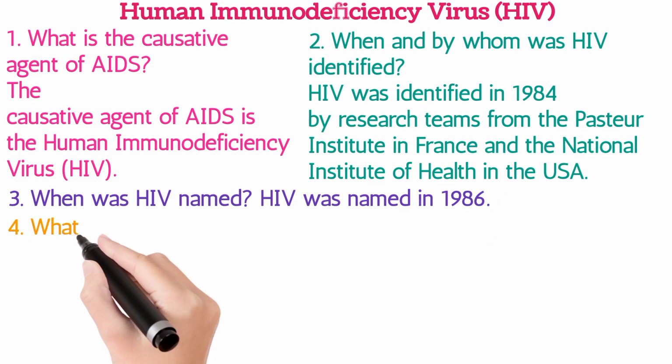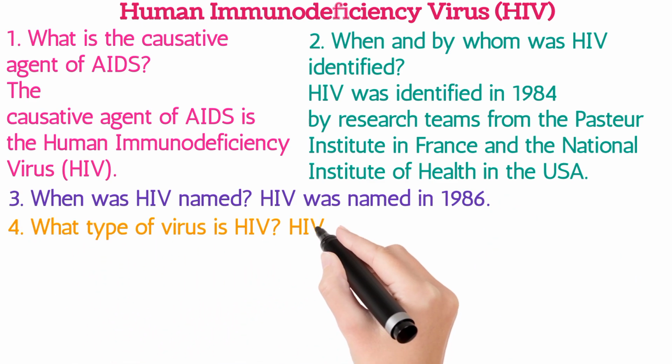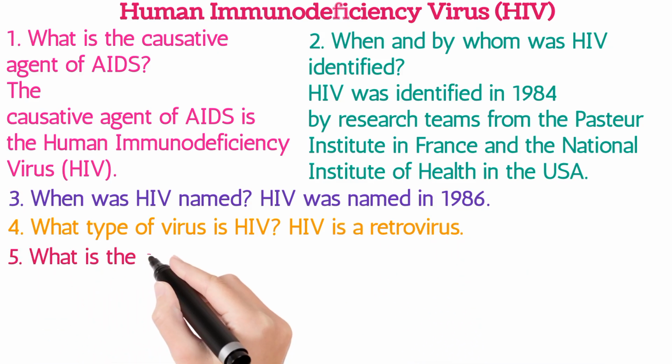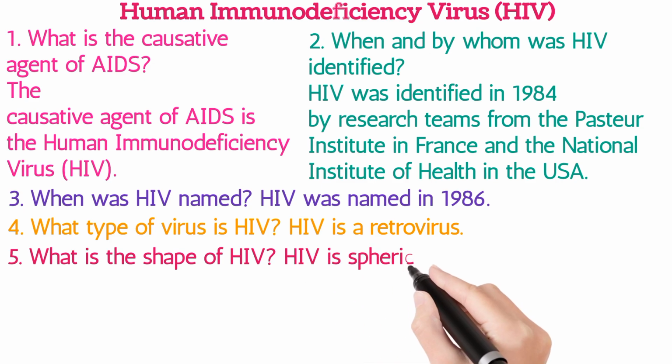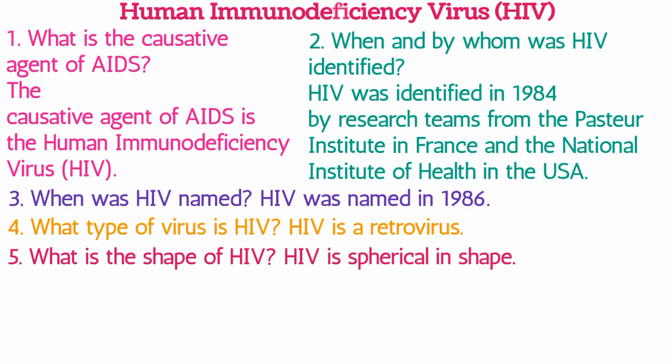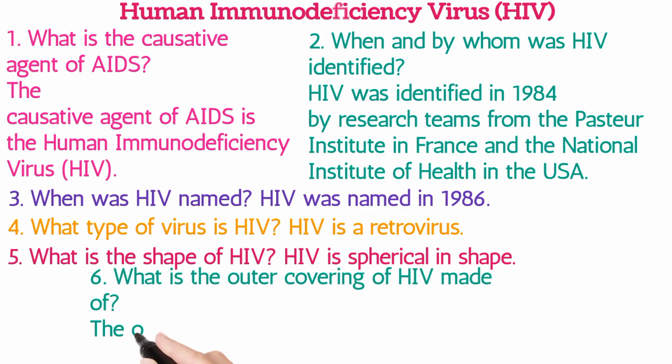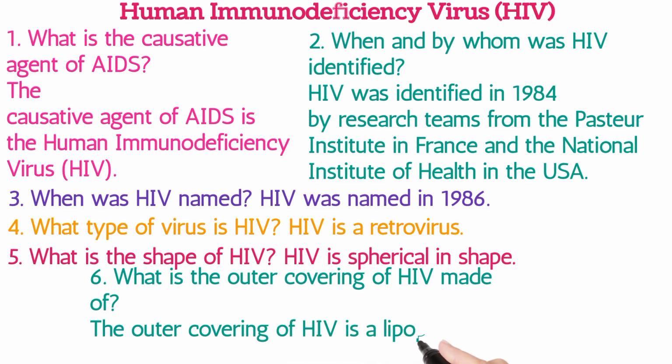4. What type of virus is HIV? HIV is a retrovirus. 5. What is the shape of HIV? HIV is spherical in shape. Structure of HIV. 6. What is the outer covering of HIV made of? The outer covering of HIV is a lipoprotein envelope.